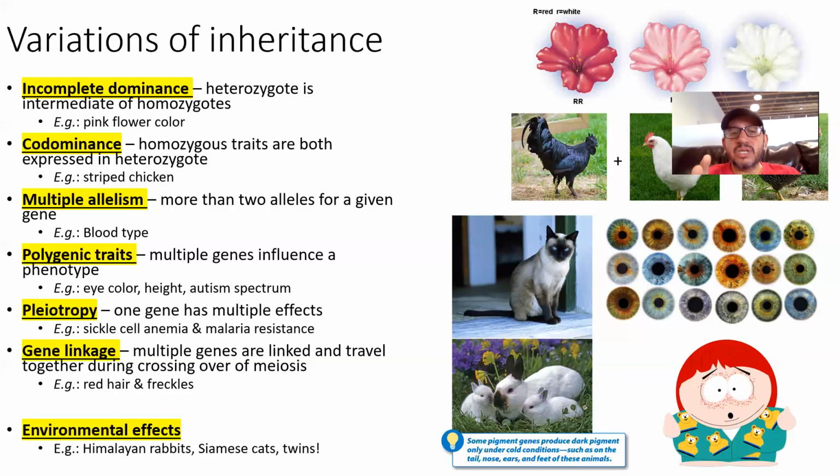Pleiotropy is where one gene can influence multiple traits. Again, that's really, really cool. For example, sickle cell anemia. You can have sickle cell anemia, but even though you have the disease, it's going to prevent you from getting a different disease. Does anybody know what that disease is? Possibly heard of it, maybe. Malaria. Yes, malaria.